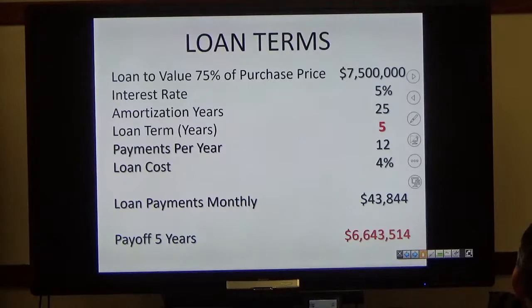And in the loan terms, it's a 5% interest rate, 25-year amortization, 5-year term, which everything is based on: payments per year, loan costs, and loan payments monthly with the 5-year total.